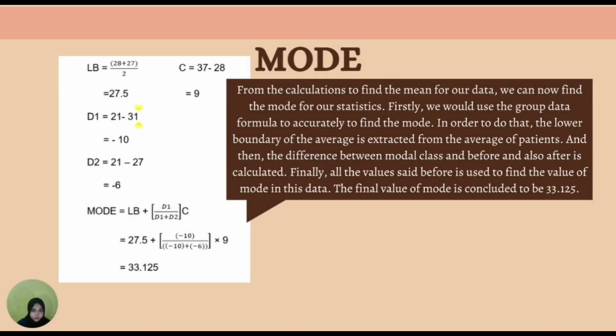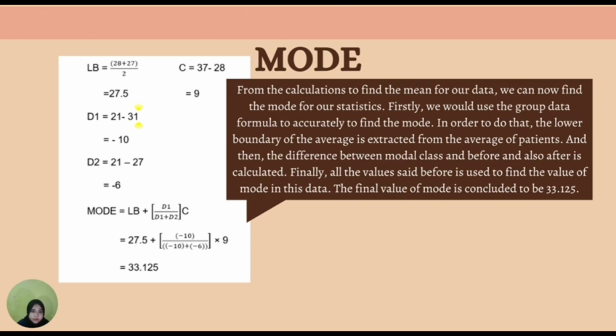Next, we want to discuss the value of the mode. From the calculation to find the mean for our data, we can now find the mode for our statistic. Firstly, we will use the grouped data formula to accurately find the mode. In order to do that, the lower boundary of the modal class is 27.5, extracted from the ages of the patients.